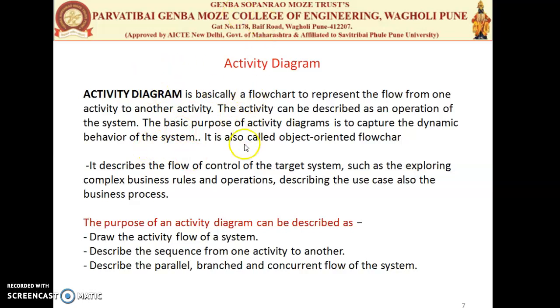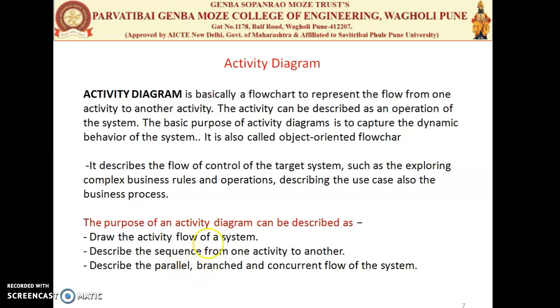So it describes the flow of the control of the target system, that is how the control will flow from one activity to another, exploring some business rules, some operations, or describing the use cases or the business process. So the purpose of this activity diagram is first to draw the activity flow of the system, how the activity will take place or how the control will flow from one activity to another in a system.